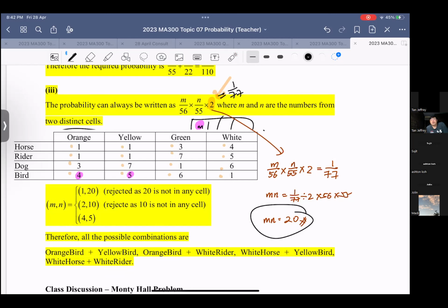Yes. So if mn equals 20, what are the possibilities? That means it could be 4 times 5. So one possibility could be something like this. It could be this one, 4 times 5. Orange bird, yellow bird. Could be white horse, white rider. So there are a total of 1, 2, 3, 4 combinations.